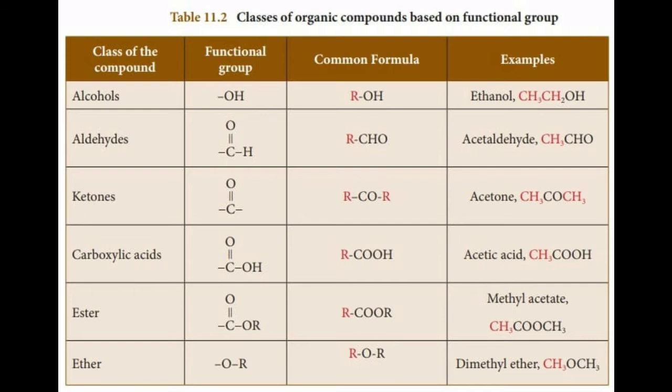Carboxylic acid, COOH. Example, acetic acid, CH3COOH. Ester, C=O and OR. R, that is the alkyl group, then COOR. Methyl acetate, CH3COOCH3. Ether, OR. ROR is the common formula. As you all know, R is the alkyl group. Dimethyl ether is the example, CH3OCH3.